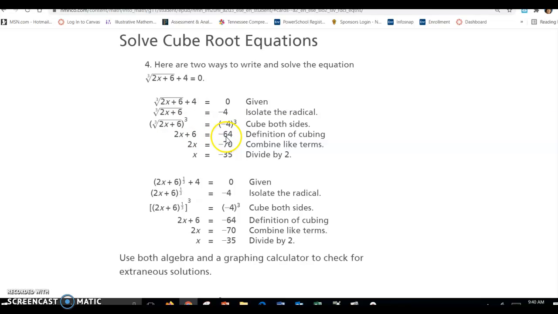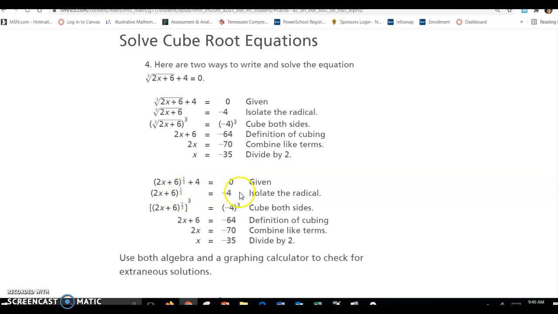Negative 4 cubed is negative 64. Then you're going to subtract 6 and divide by 2 to get x equals negative 35. All right, very similar. This example is the same thing, except instead of cube root, they wrote it to the 1/3 power. Remember, 1/3 power is another way to rewrite a cube root. This is just an irrational exponent.